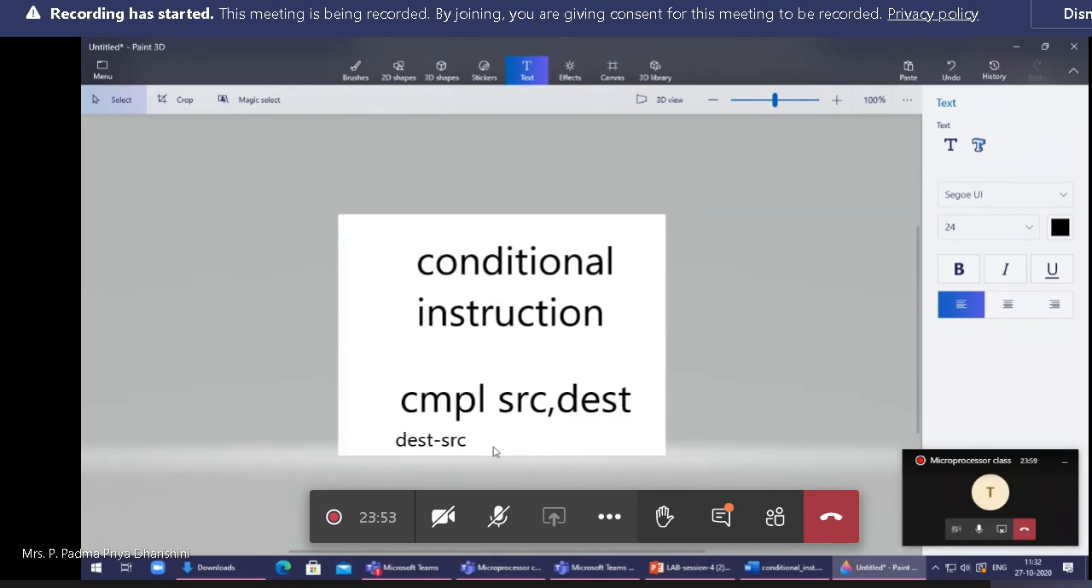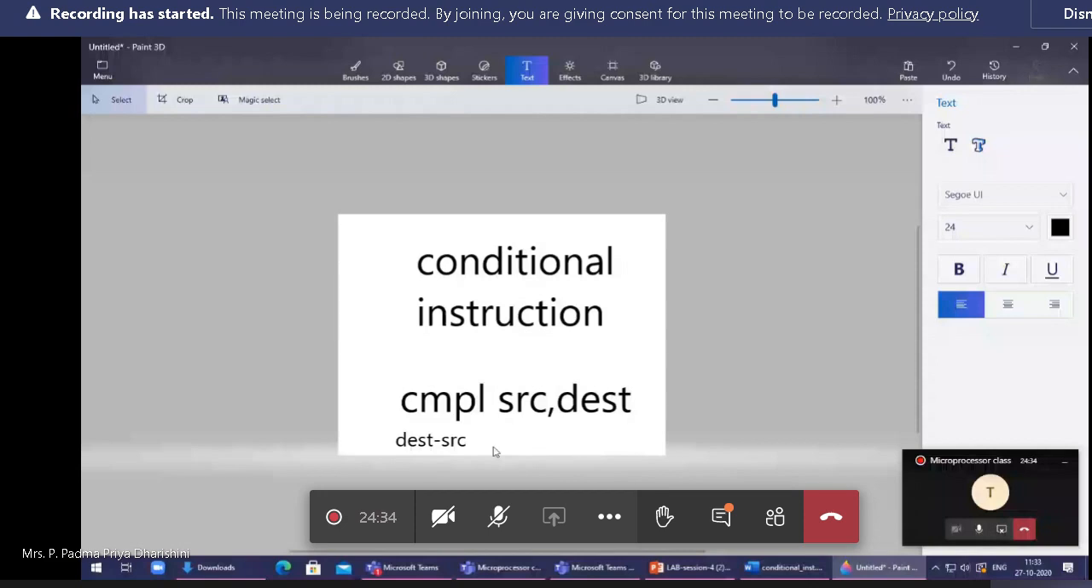Similarly, if we get a negative value as a result, suppose I am doing 10 minus 20, that means we will get minus 10 as a result. If we get a negative value as a result, then the negative flag will be set. So there are 5 flags that we are really interested in. They are negative, zero, carry and overflow, and in addition to that, parity is the fifth one. In today's class we are going to discuss all these things.